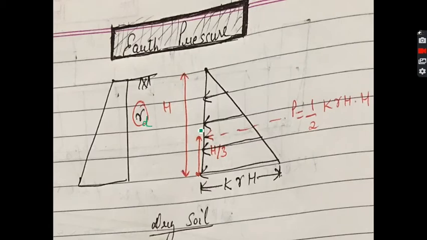Therefore at any point at depth z, the pressure will be K into gamma into Z, and the maximum pressure will be at the bottom, K into gamma into H. So this will be the line. We will connect the lines and draw this particular triangle. So the earth pressure is K gamma H, and the lateral earth pressure force will be the area of this triangle, that is half K gamma H into H. This we have discussed earlier also.